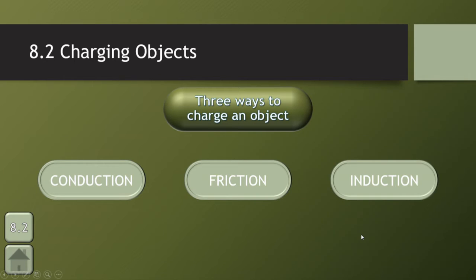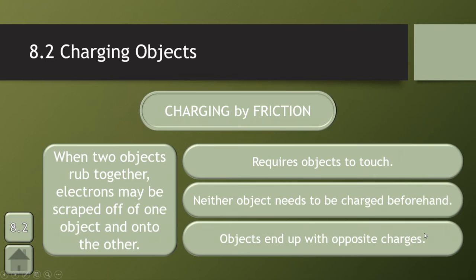Seriously though, there are 3 ways to cause an object to get an electric charge. The first is called friction. We'll talk about this in just a moment. The second is called conduction, and the third is called induction. So let's talk about these 3 methods of charging an object and see what each one involves.